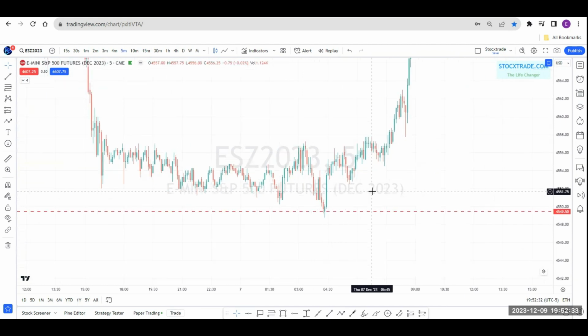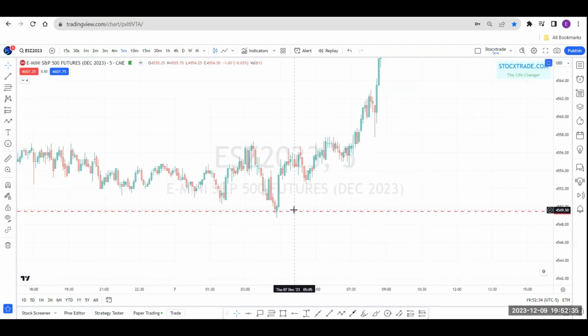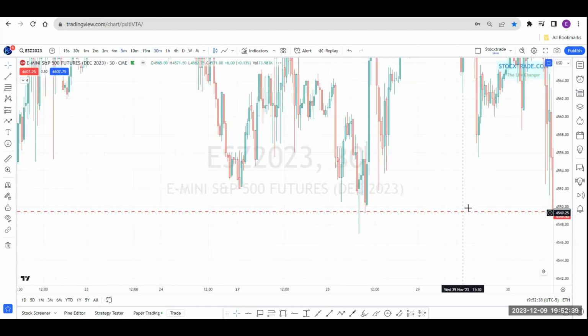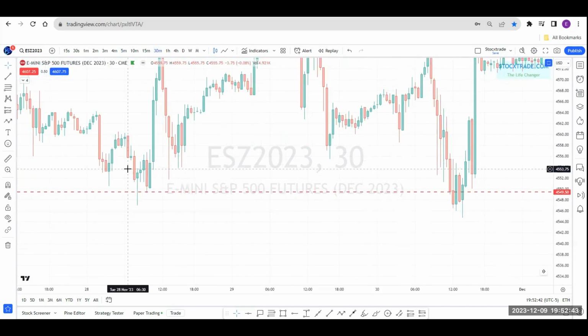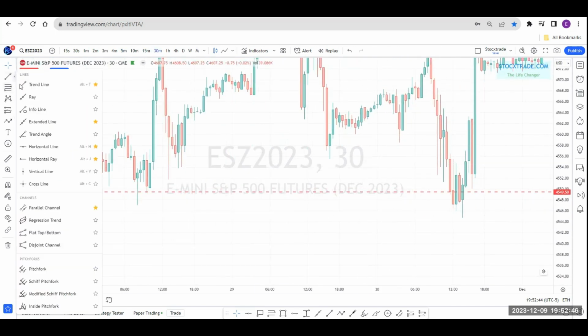Why is the market reversing here? I'll tell you. This is the line. I'm going to the 4 hours or 30 minutes. Let's see what is happening here. Why is the market reversing? Because we have this candle.